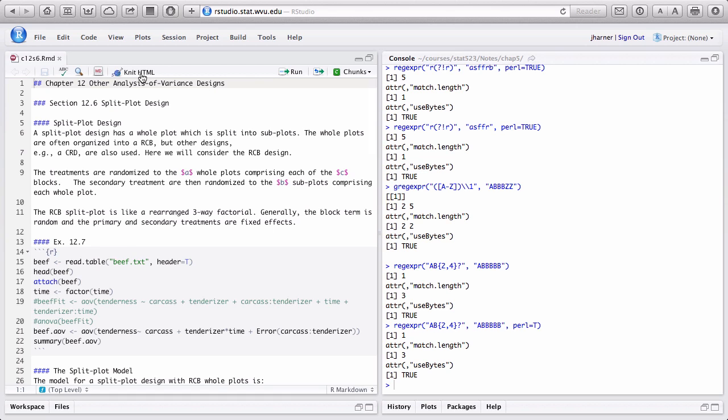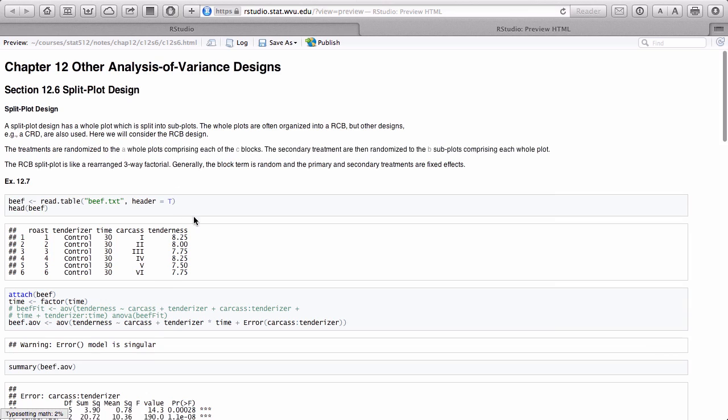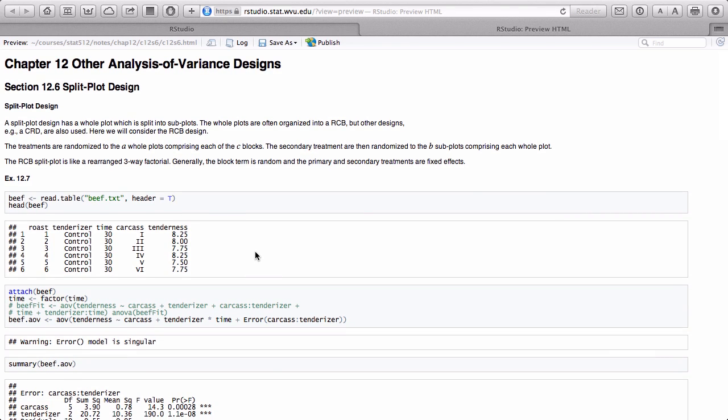So let me go ahead and bring up the text. I'm probably going to need to give you a context of how this works, and so I'll bring up part of the book.